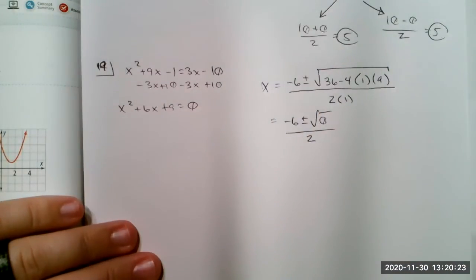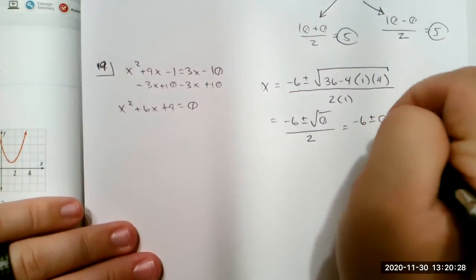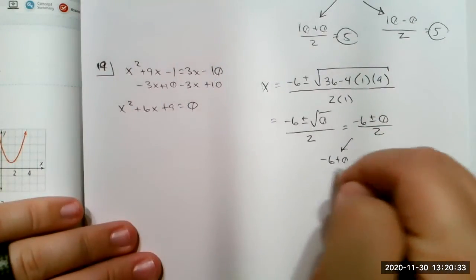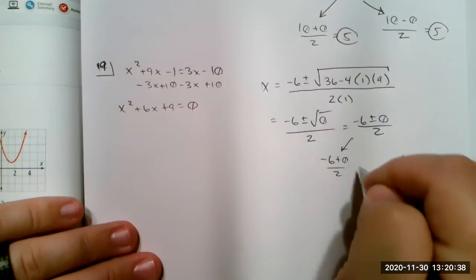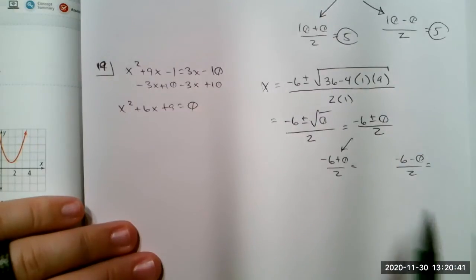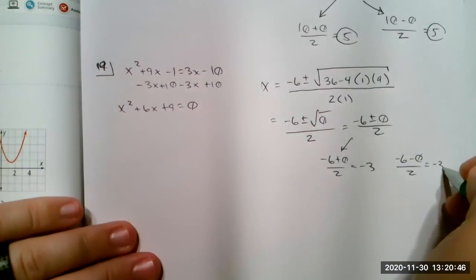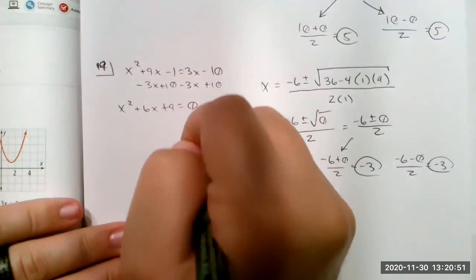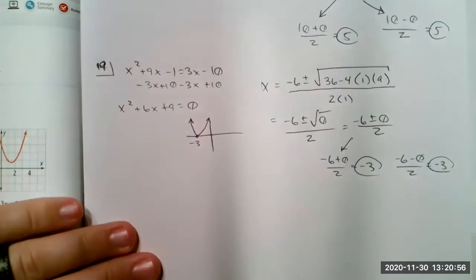So it's going to be very similar to the last one we did. So the square root of 0 is 0. So one direction is going to be negative 6 plus 0 divided by 2. The other one will be negative 6 minus 0 divided by 2. Negative 6 plus 0 is negative 6. Negative 6 divided by 2 is negative 3. Same thing with the other side. So this is very similar to number 16. At negative 3, this parabola is going to look something like that. It'll have one single x-intercept.